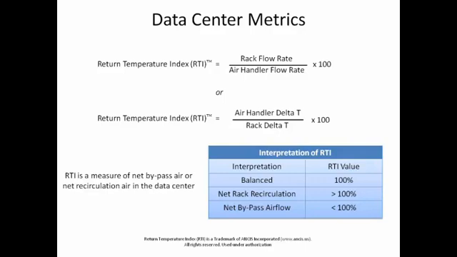It's either rack flow rate divided by air handler flow rate, or air handler delta T divided by rack delta T. You can look at it either way, or measure it either way. But at the end of the day, what you want is a balanced ratio of delta temperature across the racks compared to delta temperature across the cooling units. Vice versa, you want rack flow rates to be even with air handler flow rates.